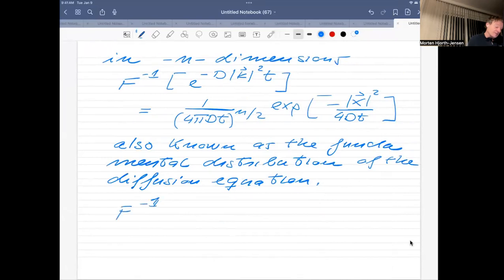I'm just going to label this quantity below here and give it a name: minus Dt, the Fourier transform of this quantity times t, is something which I will just call a function S_n, where n stands for the dimension of the problem. And it's a function of x, and it's a function of t here.